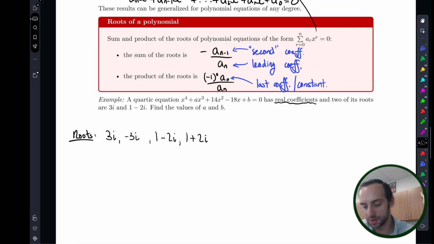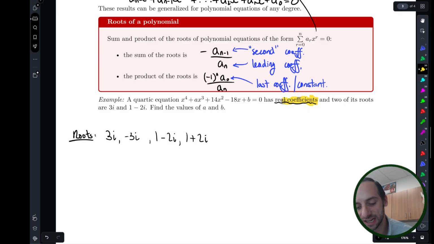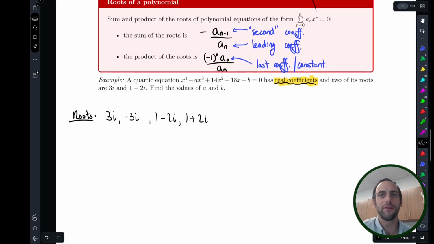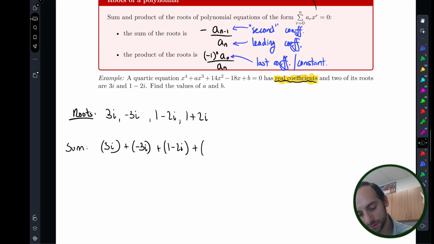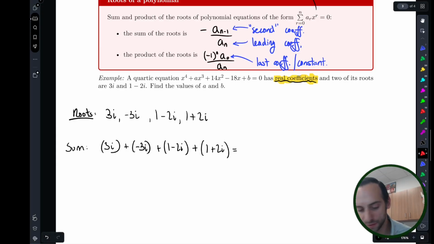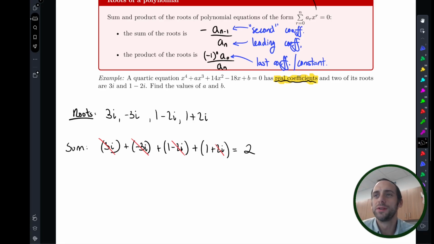Okay? And that's what that real coefficients information is telling us. These have to come in conjugate pairs. So if we have all the roots, we can just work on our sum and product formulas. Our sum is 3i plus negative 3i plus 1 minus 2i plus 1 plus 2i. If we do all that complex algebra, the first two terms cancel out. The imaginary parts also cancel out, and we get a sum of 2.